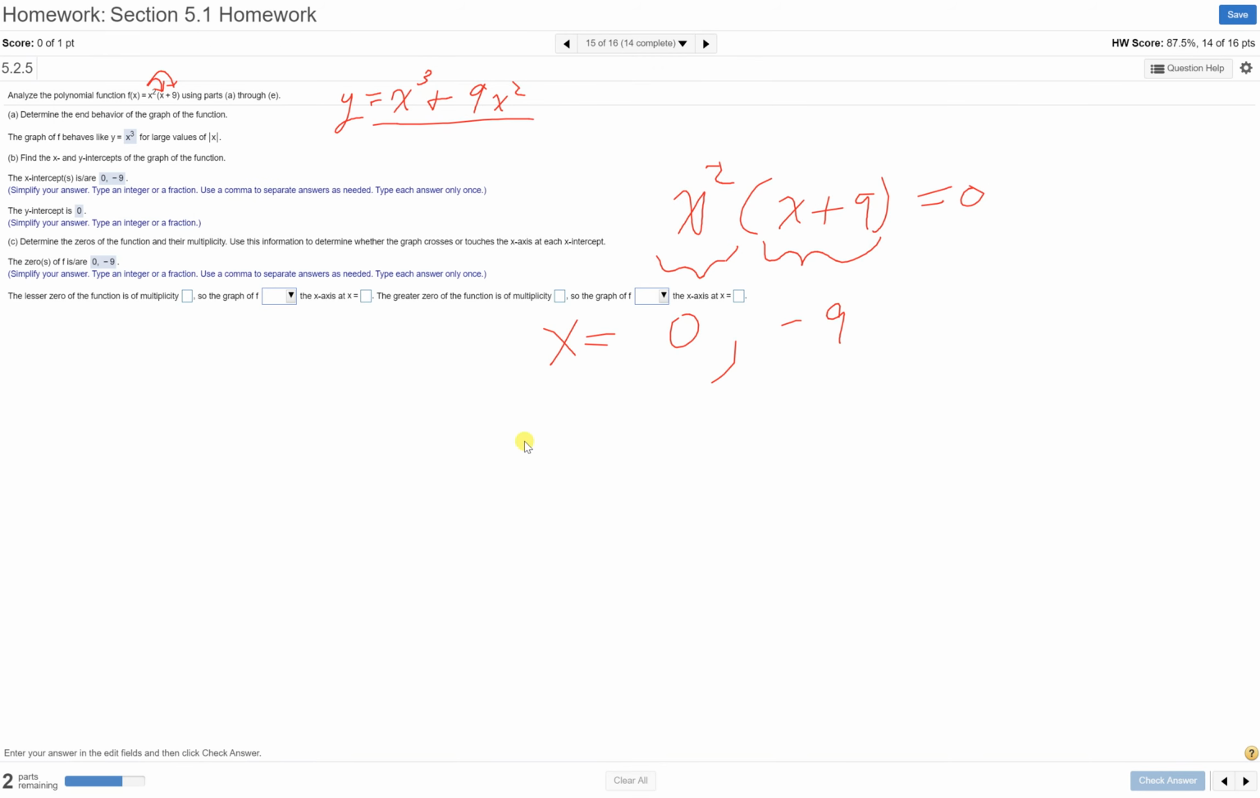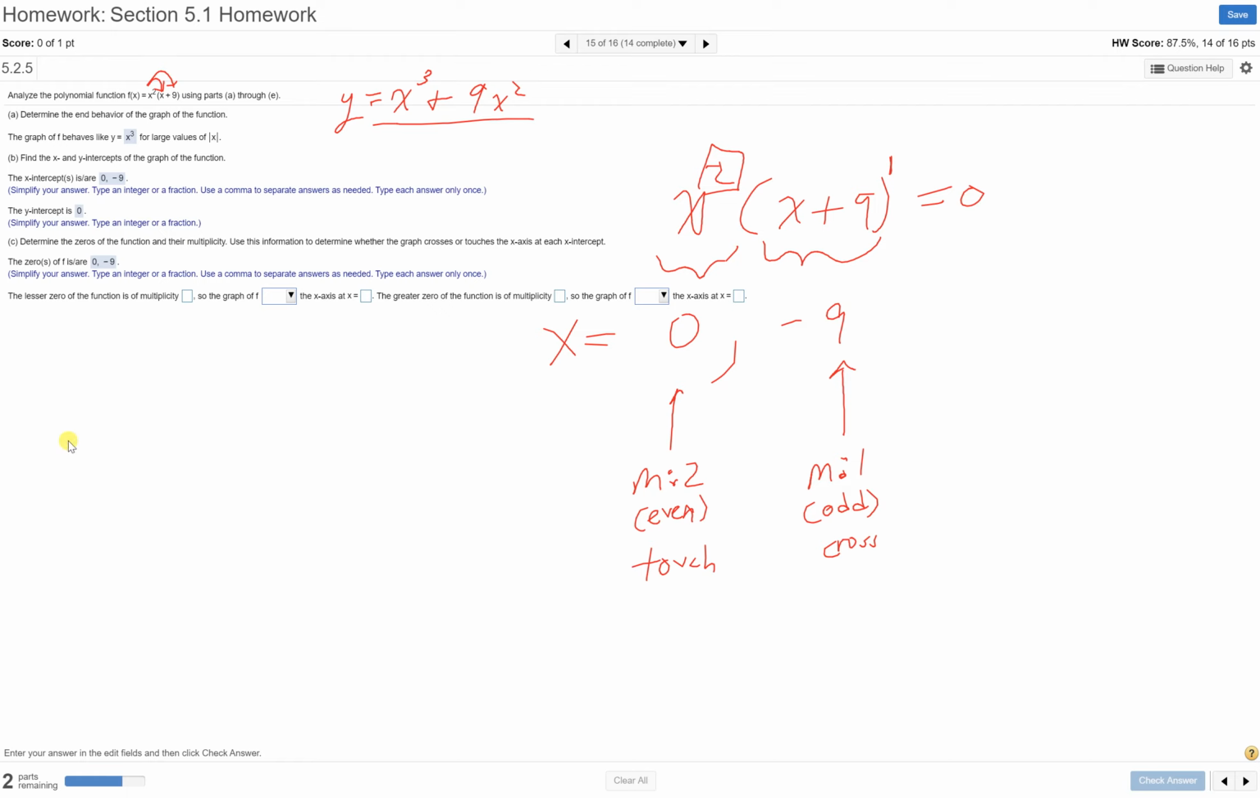Now, let's describe what kind of x-intercept this is. So the 0 has a multiplicity of 2, which means it's an even multiplicity, which implies it's going to touch the graph at that point when x is 0. The negative 9 has a multiplicity of 1, which is an odd number, which implies it's going to cross the x-axis at negative 9.